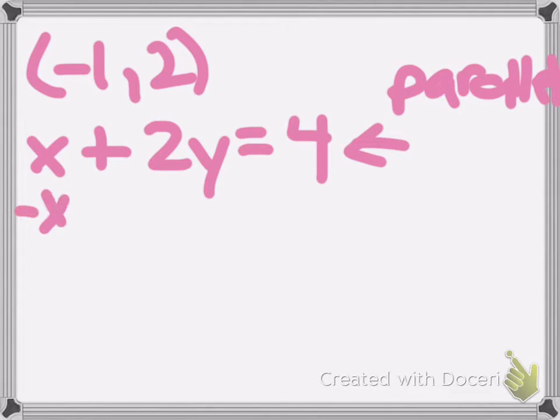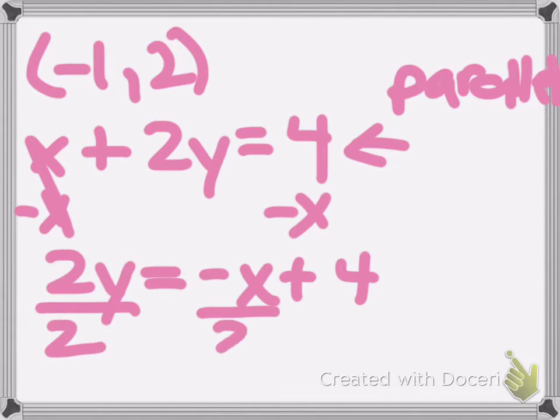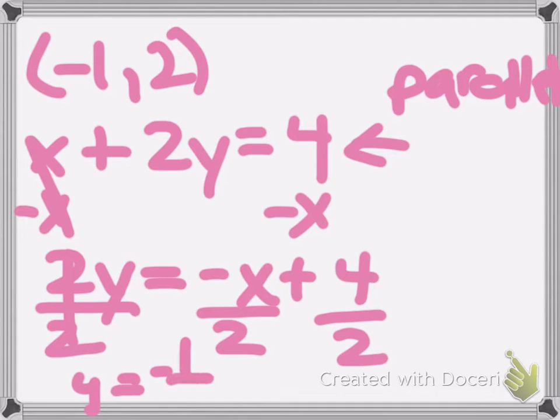So I need to make this into slope-intercept form to figure out my slope by moving the x over and then getting rid of the 2 so that y is by itself. So I get -1/2 x plus 2. Now I'm writing a parallel equation to that that's going through this point, -1, 2. So parallel means I keep the same slope, which would be -1/2. I'm just going to use my point to find a new b value.